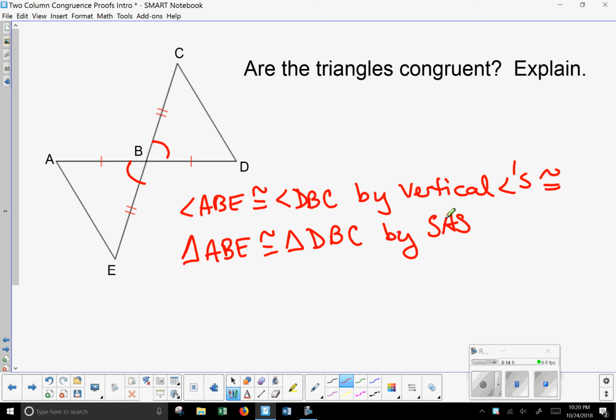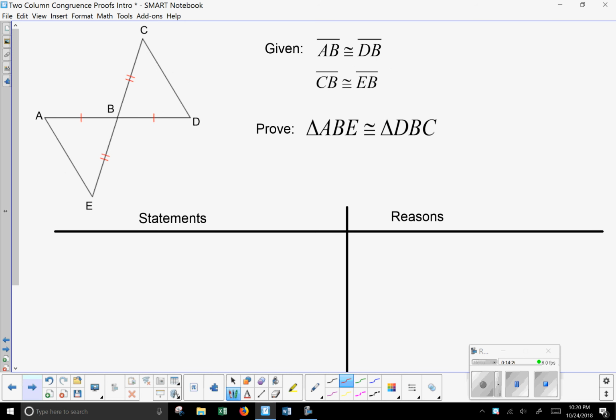Well, this is the way we've done it over the last week. All we're going to do is change the way we write it. We're going to do it in a two-column proof. So what did I say our first step would always be in a two-column proof? The first step is always going to be my given statement. So I know segment AB is congruent to segment DB. I also know that segment CB is congruent to segment EB.